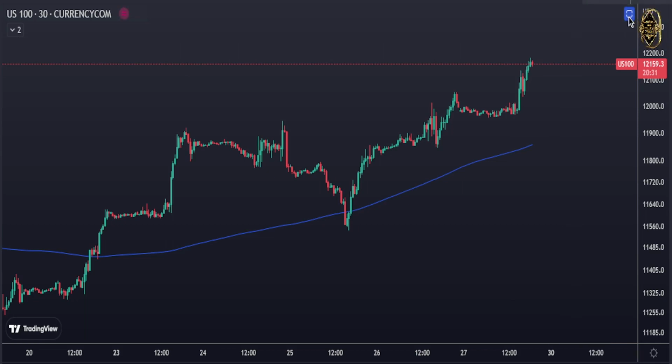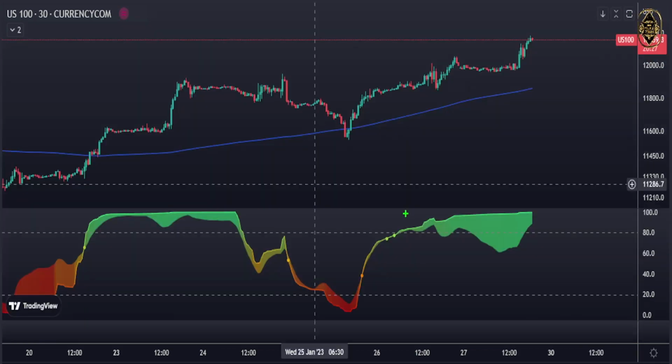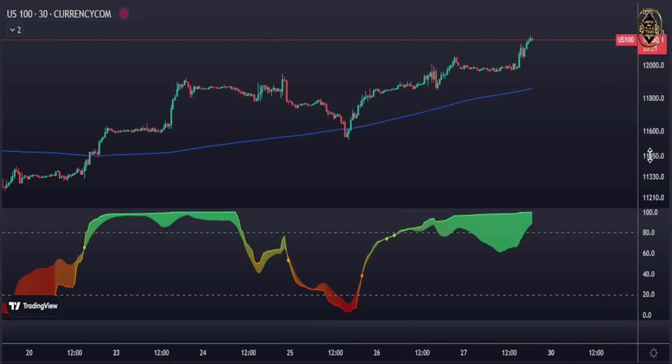Our indicator, what does it say? Let's see it. Our indicator, as you see it, entered here into the overbought area. So now technically we need to look for a short opportunity.